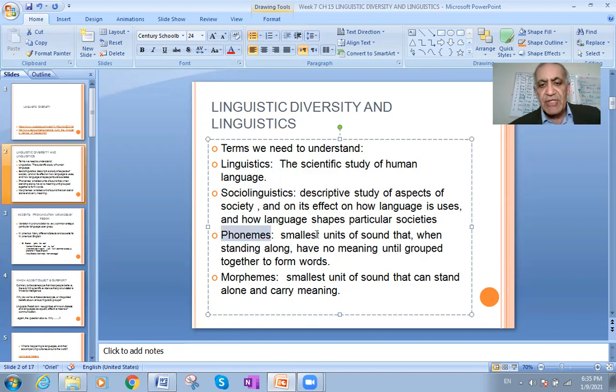Phonemes: the smallest unit of sound that, when standing alone, has no meaning until grouped together to form a word. It's like one letter, it's called a phoneme. When there are many phonemes together, they configure one word. Okay, morpheme: the smallest unit of sound that can stand alone and carry a meaning.